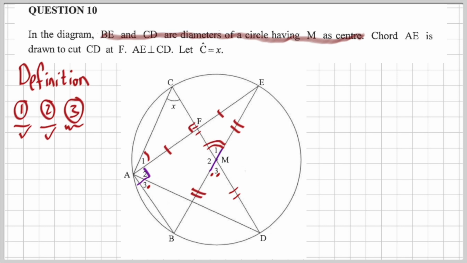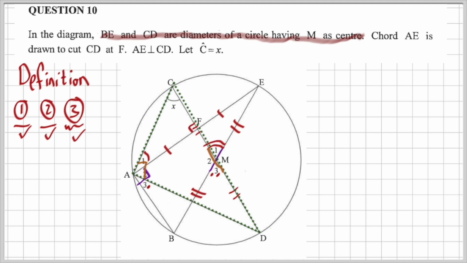Also, there is another diameter, diameter CD, which comes together there by A. And this means that A1 and 2 are also 90 degrees. Fantastic, fantastic, fantastic.